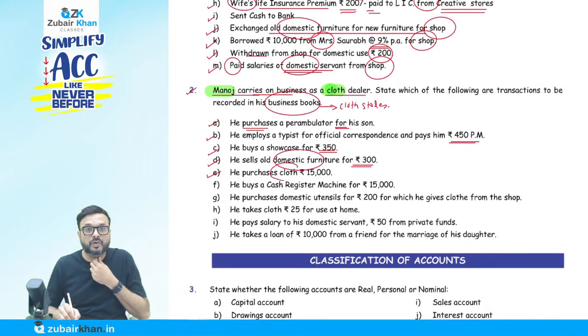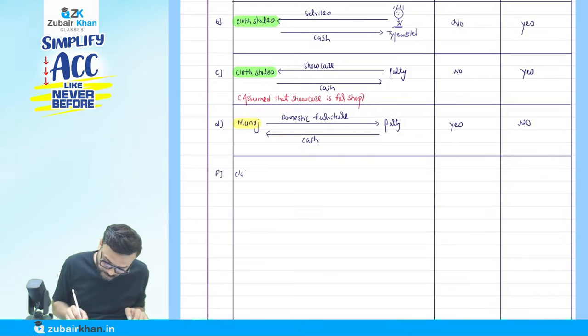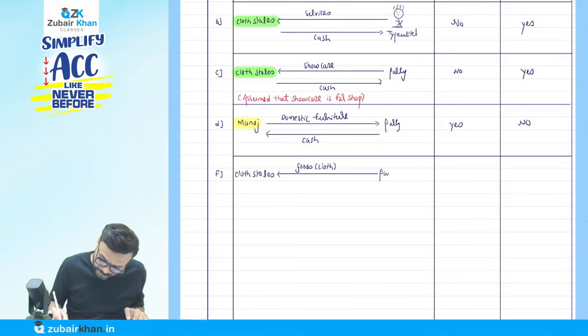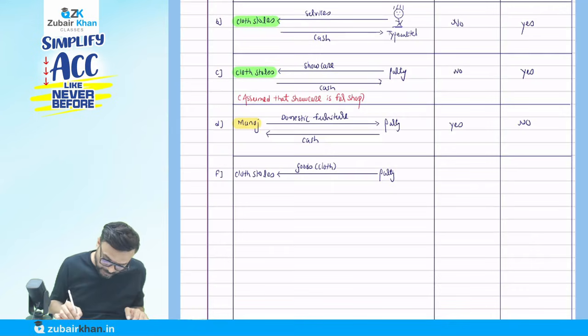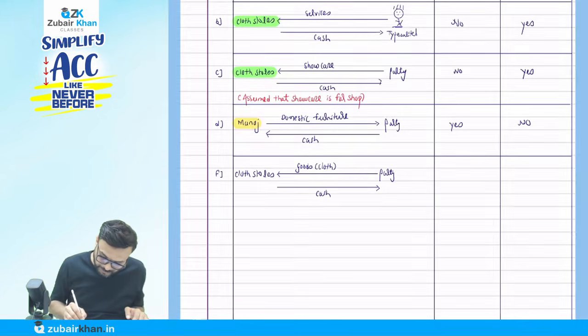He's in the business of cloth only, no? He's in the business of cloth only. It means he's purchasing for the purpose of business. Okay, so write down there: cloth stores. He purchased certain goods, cloth from some party, and then he's going to pay. Okay, he paid them cash. The name is not given, so say he paid them.